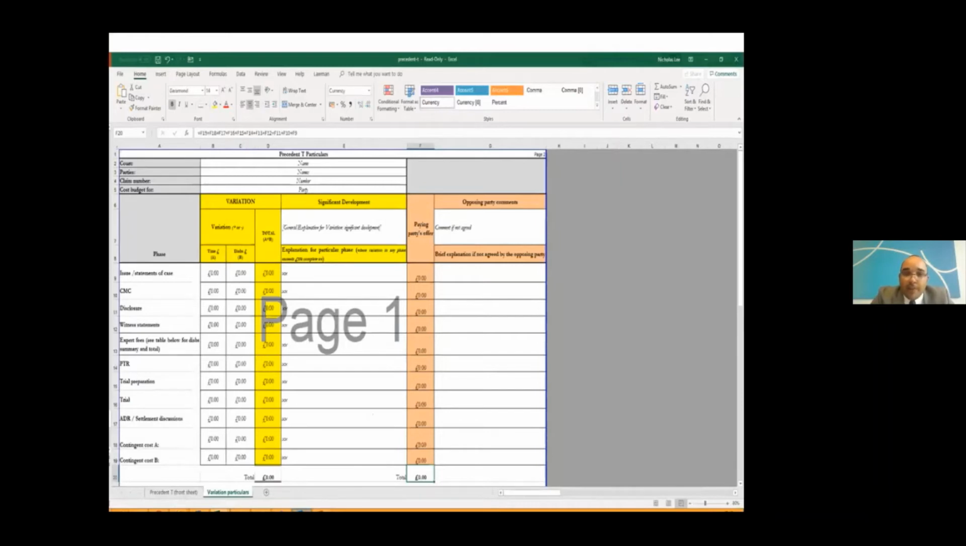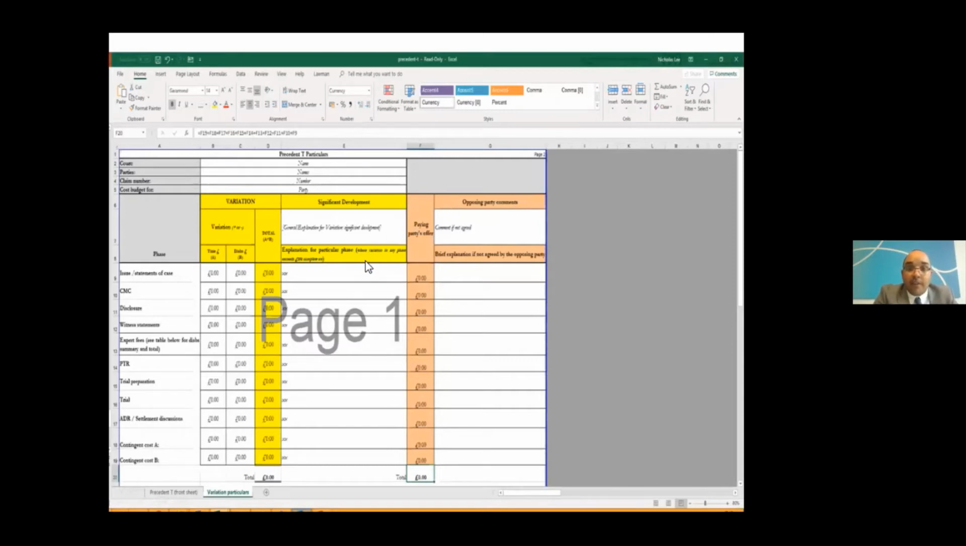And we've been told time and time again that cost management is broad brush, it's not a detailed assessment. The court should simply allow what is a reasonable and proportionate figure. So it seems to me that having to break it down in this way perhaps just encourages more disputes, but there we go, that's the process. You'll see that it'll give you a total figure, but more importantly, you have to set out in this column what is the significant development which gives rise to these additional costs.